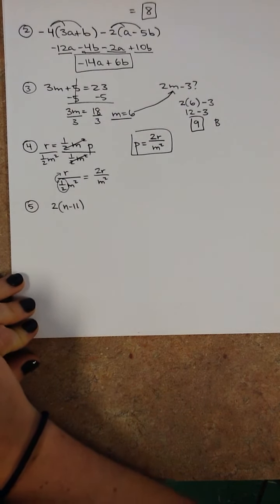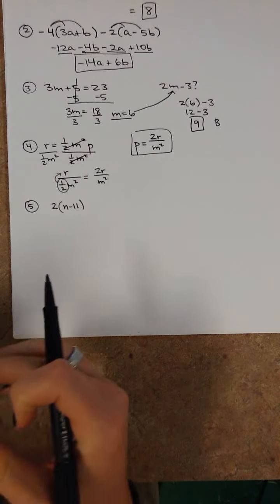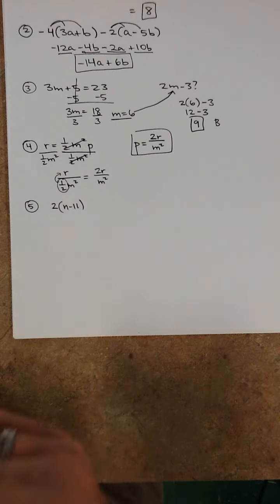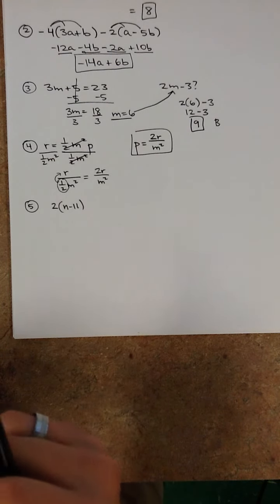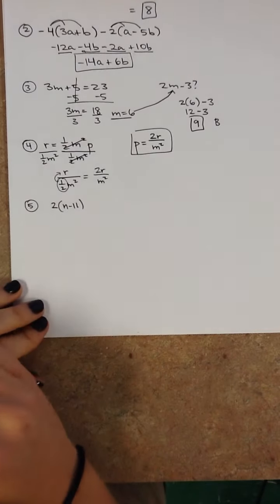So that one, you've got to be really careful that you actually do have the n minus 11. If we wanted it to be 2n minus 11, that would be the difference of twice a number and 11. But since you want twice the difference, the difference part needs to come first. It needs to come in parentheses like that.